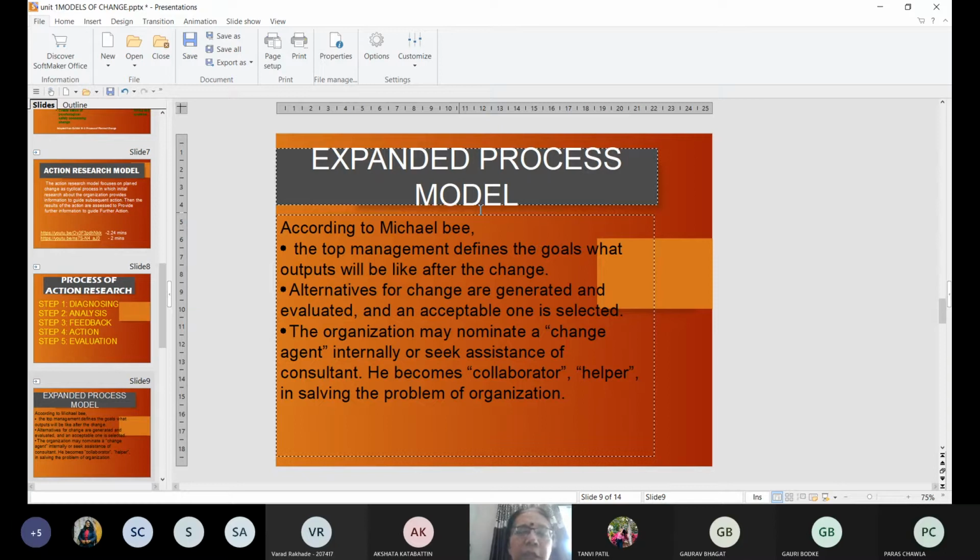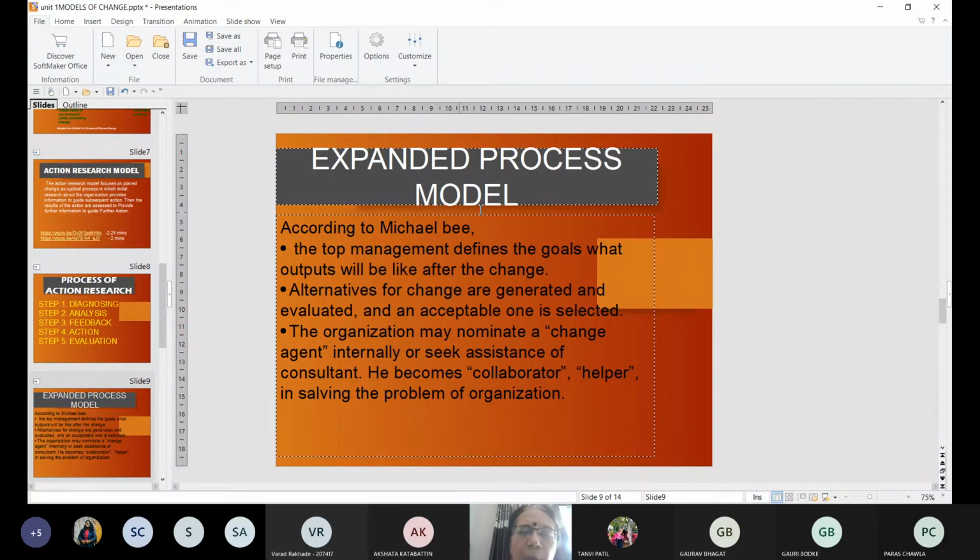Alternatives for change are generated and evaluated and an acceptable one is selected. So your goal, what is that goal? 10% productivity should increase. So for that, what changes can you bring in your organization? You think about different alternatives. From those alternatives, you select one which is acceptable to everyone, to the management as well as to your employees.